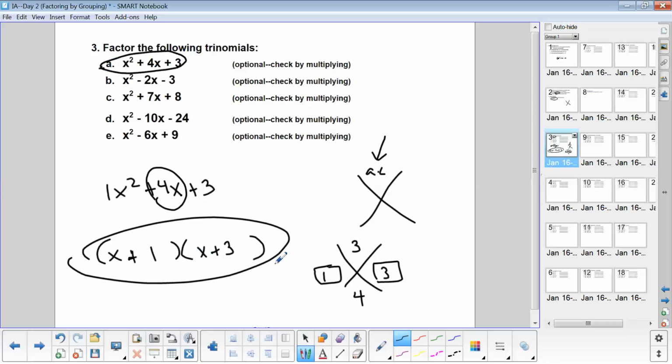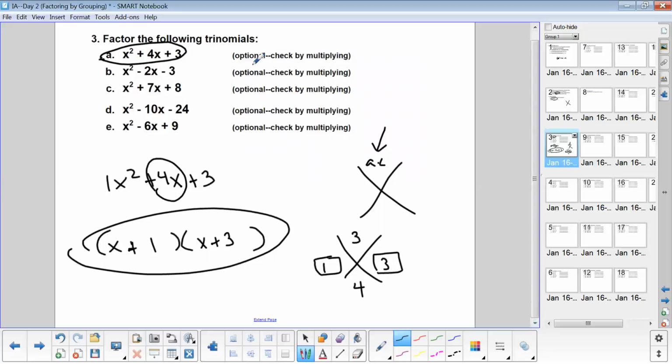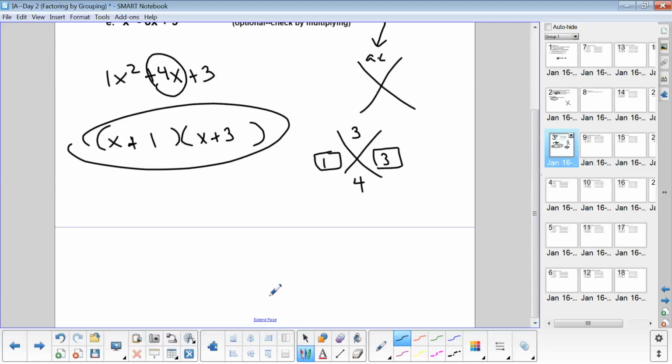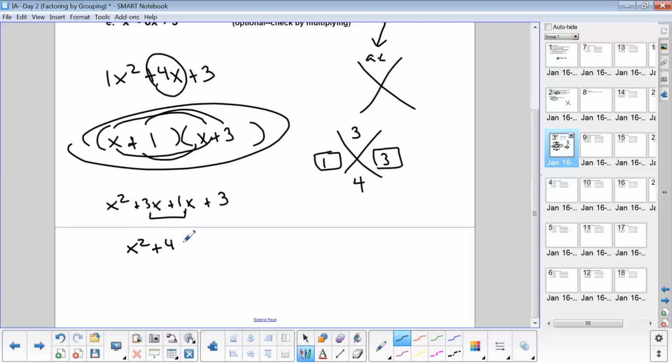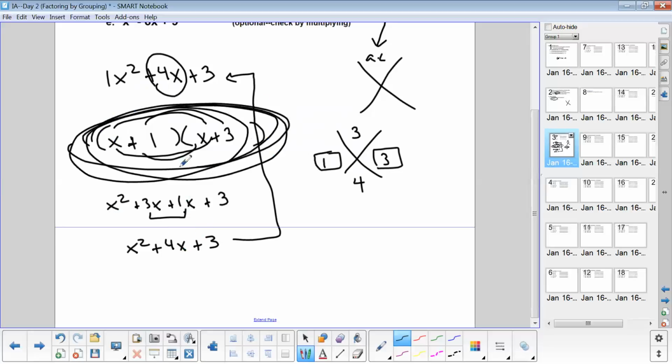Now, a way to check that, while I have up here optional, check by multiplying, is that I could multiply X times X, get X squared, and X times 3, and I get 3X, and 1 times X, and I get 1X, and 1 times 3, and I get 3. I'm not going to do this for every one, but I want you to see that if you combine your middle terms, you get X squared plus 4X plus 3. And it's what we started with initially. But what I wanted was the factored form.